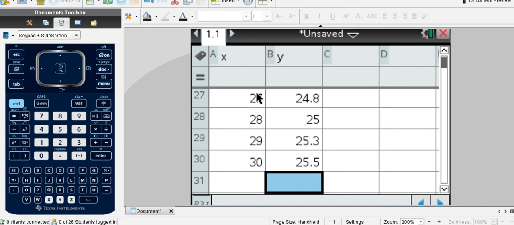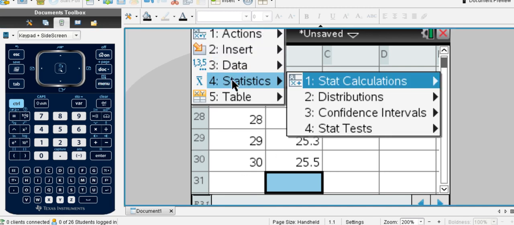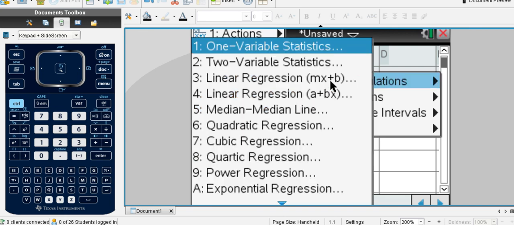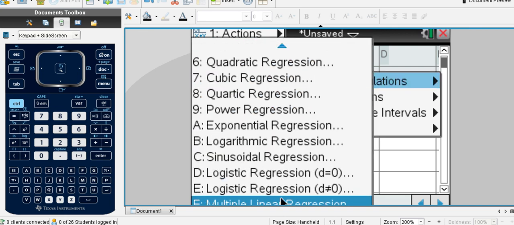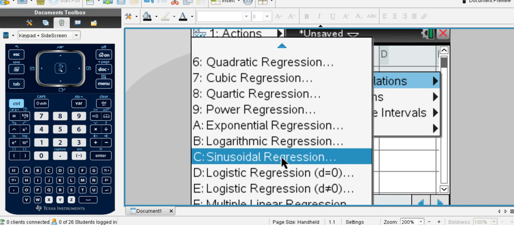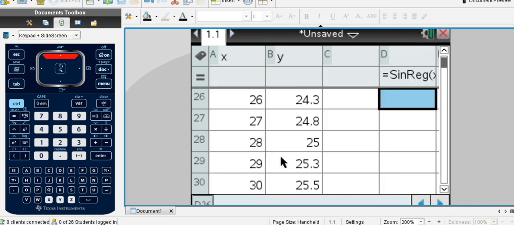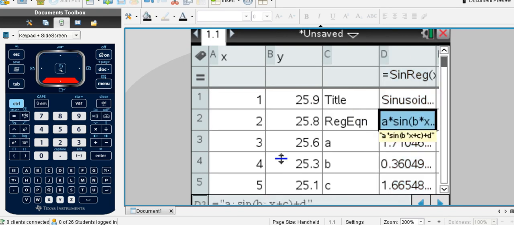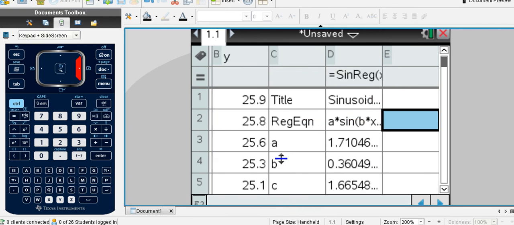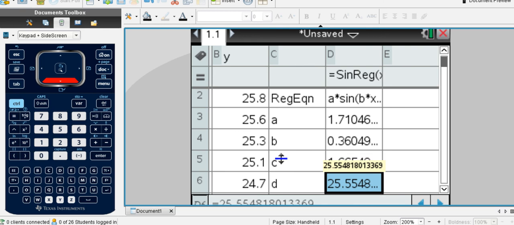All right, I told you it was only going to be a second. I've typed in all 30 days, and now what you do is you go to Menu, Statistics, and go to Stat Calculations. So Menu, Stats, and we're going to find Sinusoidal Regression. There it is, it's letter C. For X list, you put X. For Y list, you put Y. Hit Enter, and way up at the top, it should have my equation. It's in the form A sine bx plus c plus d, and these are the values here. So there's our values that we need.